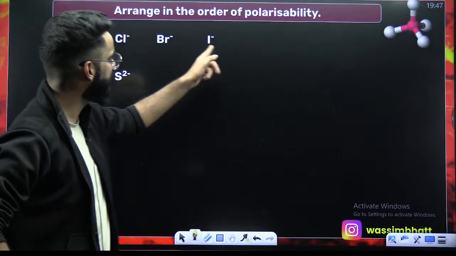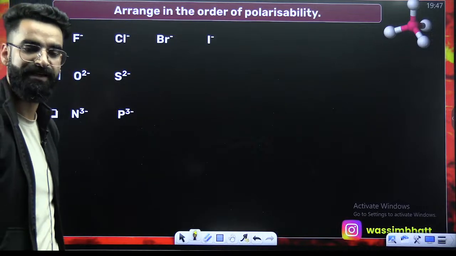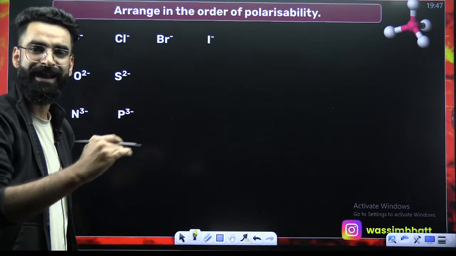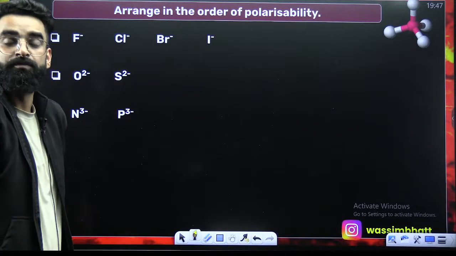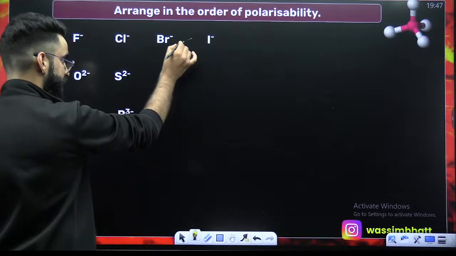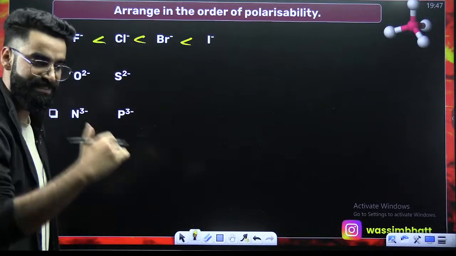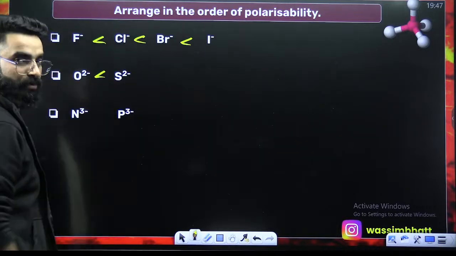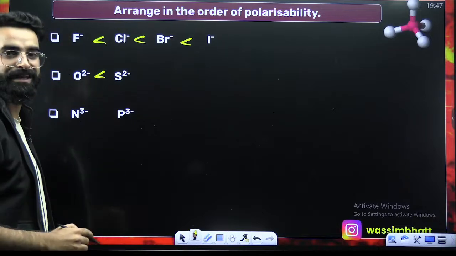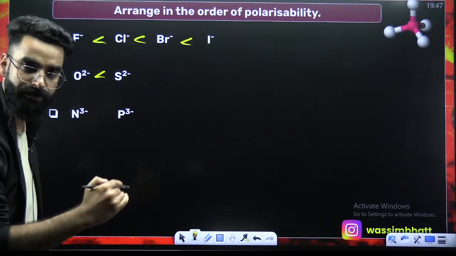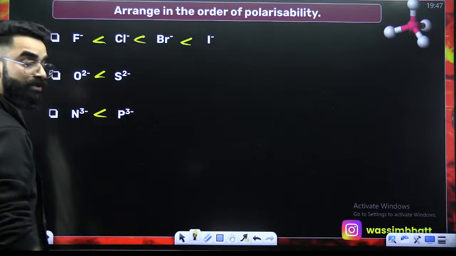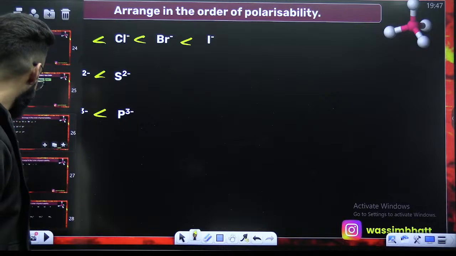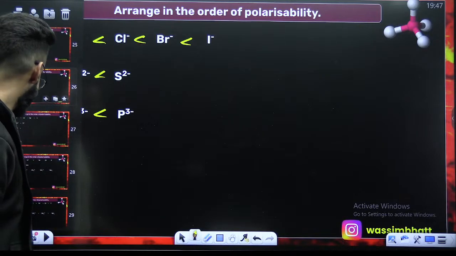F negative, Cl negative, Br negative, I negative. Arrange them on the basis of their polarizability. Chlorine, bromine, iodine. Down the group size increases. So more the size of the anion, more the polarizability. Right? Oxygen, sulfur. Down the group size increases. More the size, more the polarizability. N trinegative, P trinegative. Down the group size increases. More the size of anion, more the polarizability of anion. Simple. Correct? Correct, people?